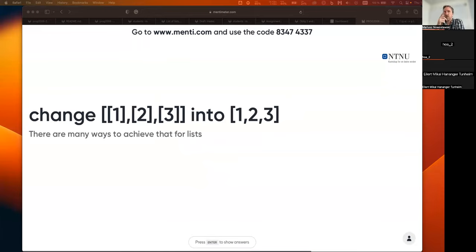So here we have a similar case. We have a list of lists, and then we want to turn it into a single list. And there are multiple ways to do that on lists. And you probably should know at least two or three ways of doing it with lists. So how can you turn a list of lists into a list of items? Each list has only one element in this case.